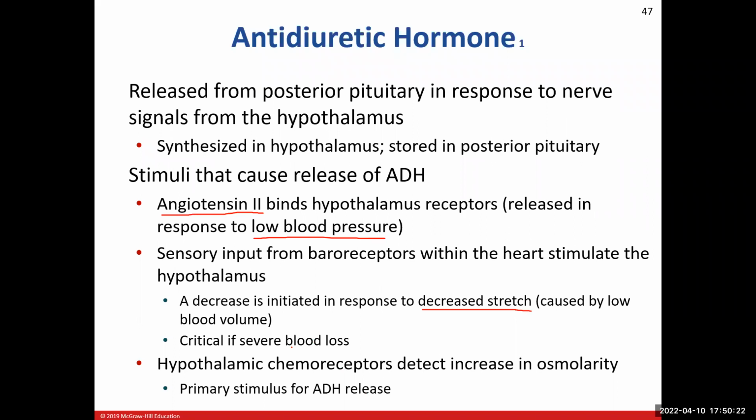We'll see this, for example, in cases of severe blood loss, like if you're hemorrhaging, or if a limb was cut off, for example, that will cause significant loss of blood volume and therefore a decrease in blood pressure. Also, we'll get information regarding the osmolarity of our blood concentration, and so the chemoreceptors are going to be the receptors that transmit that information to the hypothalamus, and this is the largest role in stimulation for ADH release from the posterior pituitary.